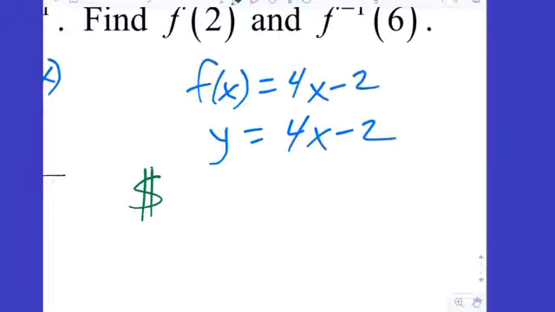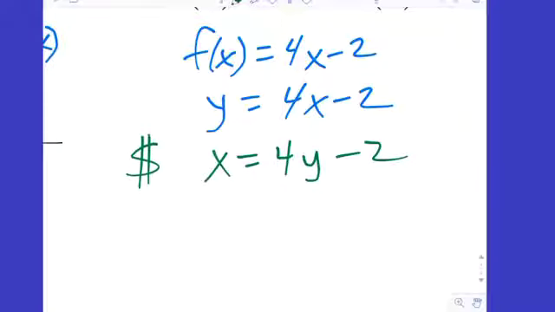Cha-ching. Like we did with the ordered pairs for the corresponding points, you're going to interchange x and y. You're going to switch them out. So you get x equals 4y minus 2. Interchange x and y, and then you're just going to resolve for y. Now the reason this works is when you solve algebraically for y, you're going to be doing the inverse operations in the reverse order. You're just doing it systematically like you were trained in algebra.